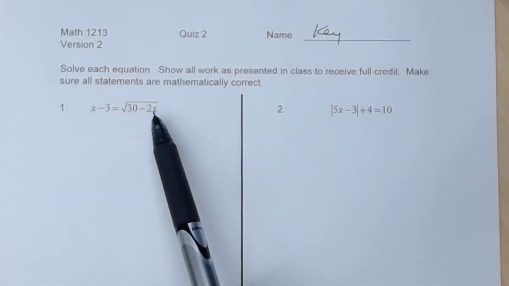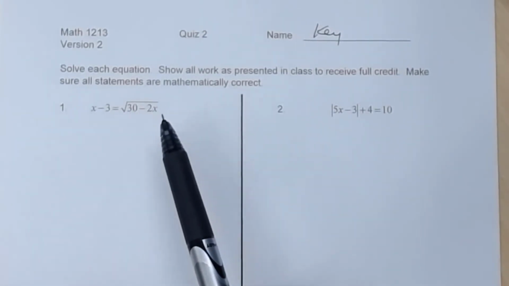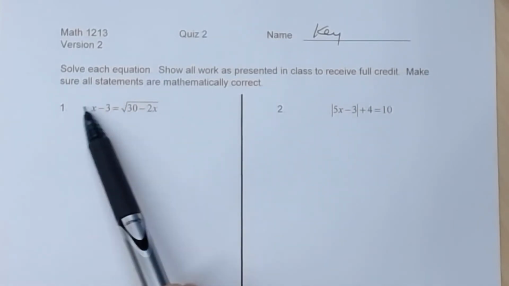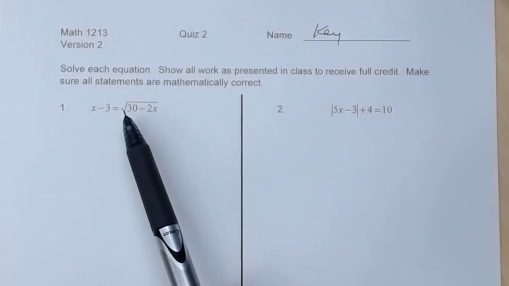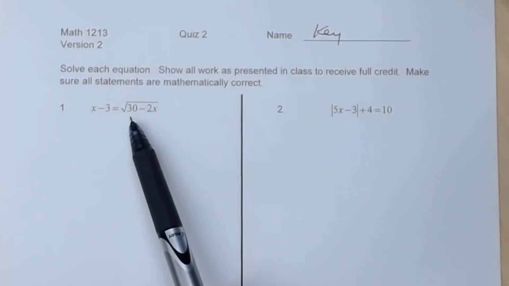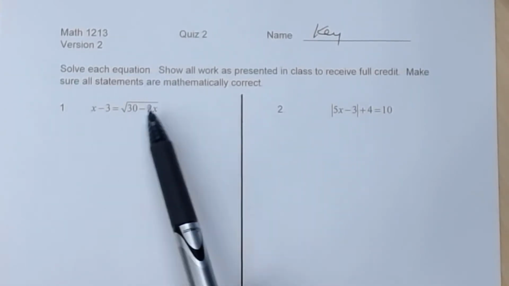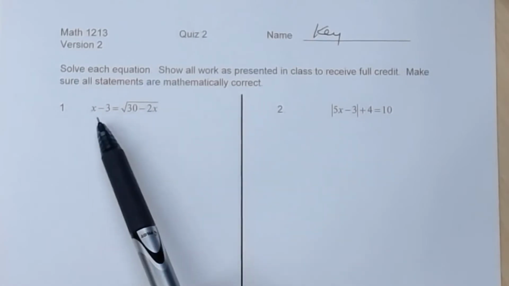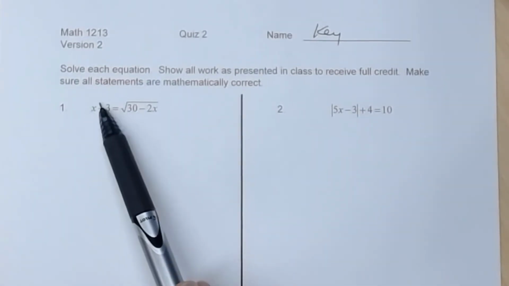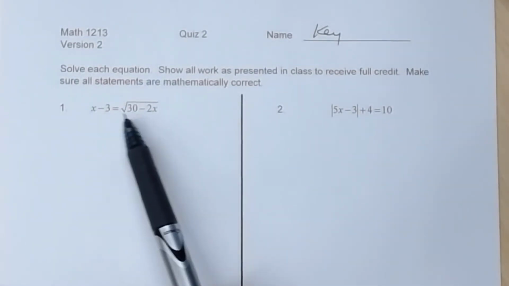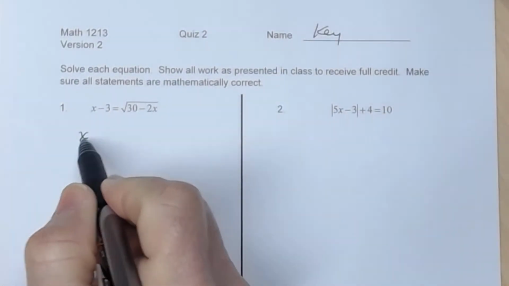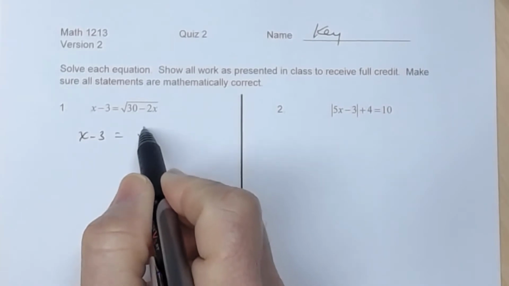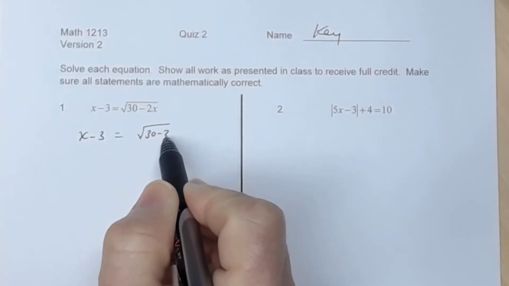Now, this radical equation is a square root equation. When solving a radical equation, you need to get the radical by itself, and in this case, it already is. So the square root is already on one side. There's no other term on the other side. All the other terms are on the left side. I'm going to go ahead and rewrite this over. So you have x minus 3 equal the square root of 30 minus 2x.